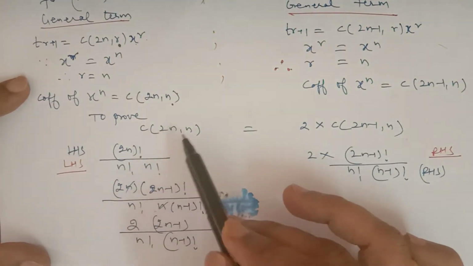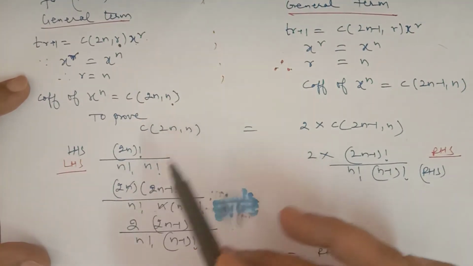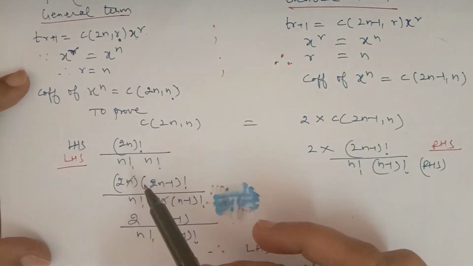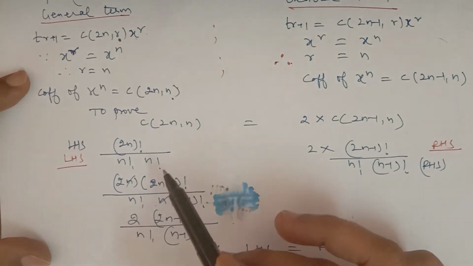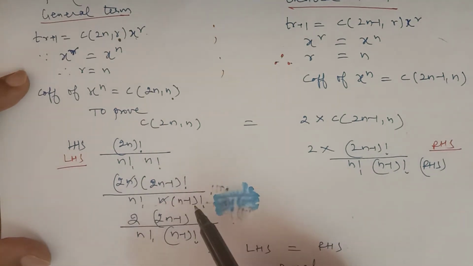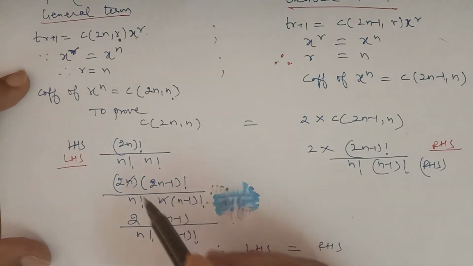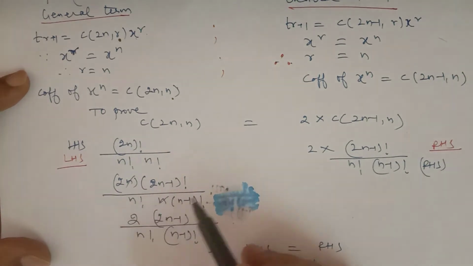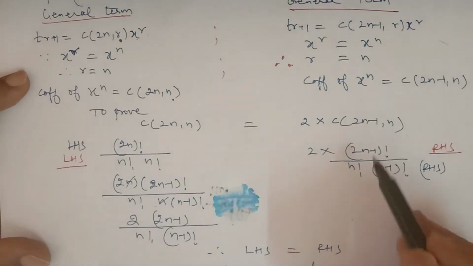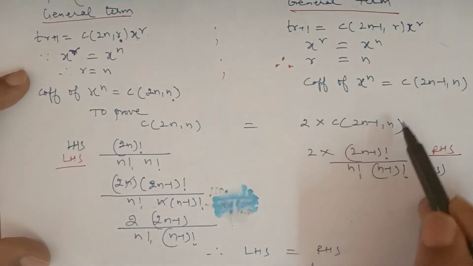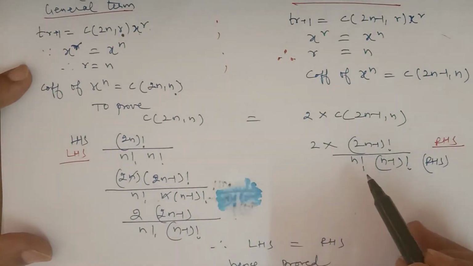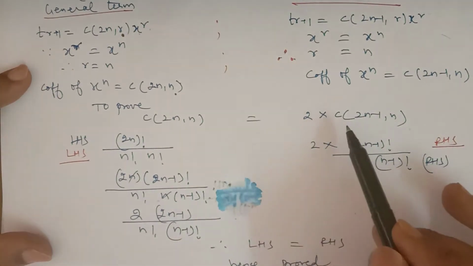So 2n factorial over n factorial n factorial, you will get this by using the formula of combination. For 2n factorial you can write 2 n into 2n minus 1 factorial, and for n factorial you can write n into n minus 1 factorial. So n will be cancelled out with this n. So it is 2 into 2n minus 1 factorial over n factorial n minus 1 factorial, which is equal to this by expanding this using the combination formula. So these two are the same, because you have to prove that this is equal to twice of this.